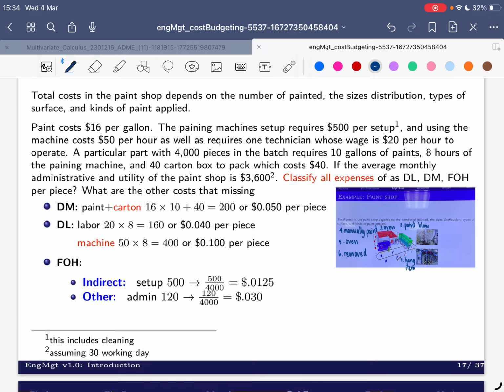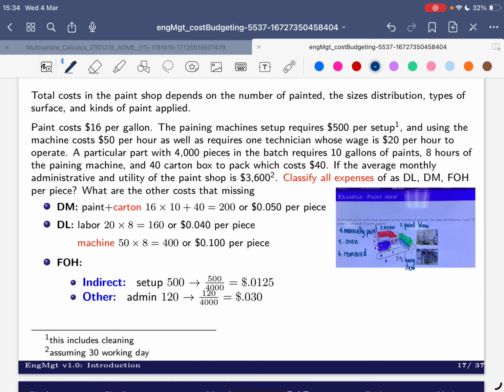Now, what I'm going to show next is my made-up story. This is a made-up story. I give you a situation, and you should come up with what you think about direct material, direct labor, and overhead. Now, let's say that in this situation, the paint costs you $16 per gallon, and the paint shop requires setup costs of $500 per setup. And each time that they work, at the end of the shift, they have to clean everything. So $500 here includes that as well.